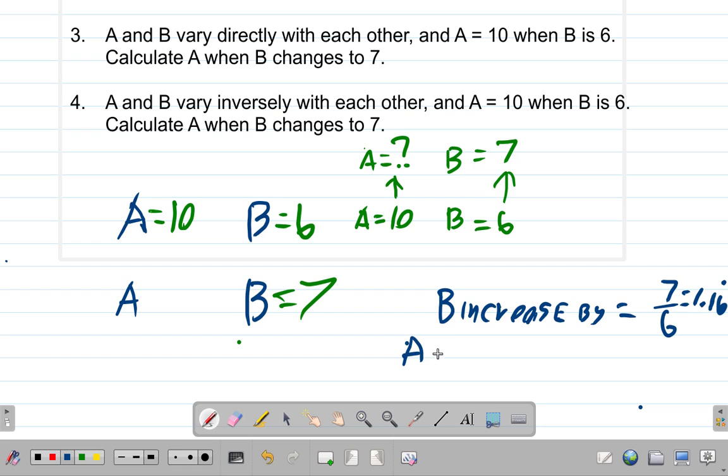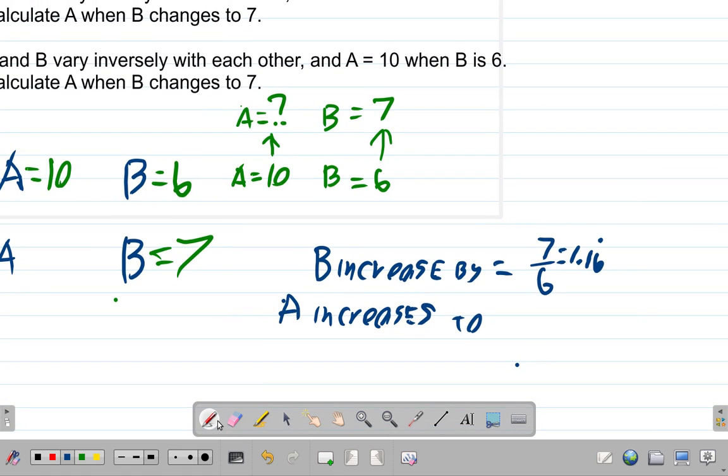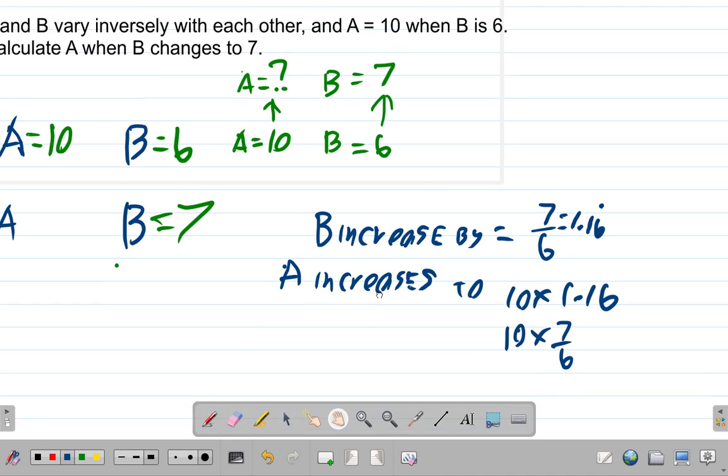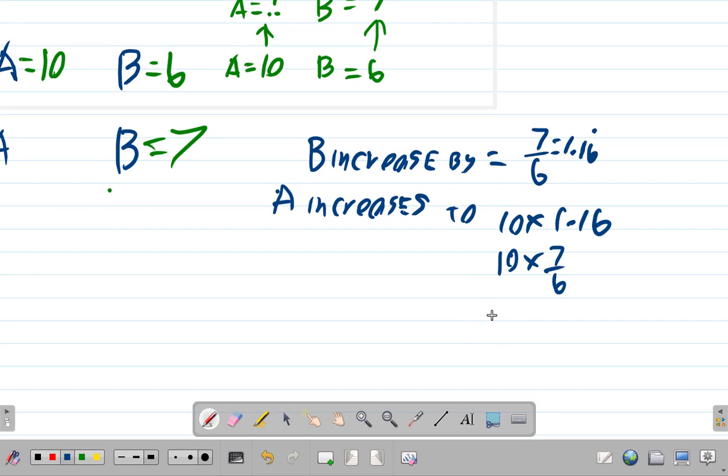So A increases to 10 times the same 1.16. You could also say 10 times 7 over 6, same thing. Or you could even say it's 10 times 1 and 1/6, because 6 into 7 goes 1 time, remainder 1. But anyway, it's the same, 1.16. Remember the 6 keeps repeating itself.